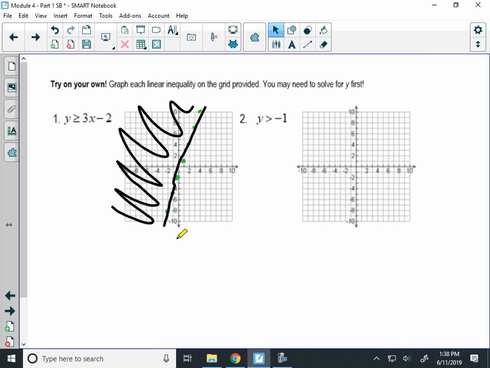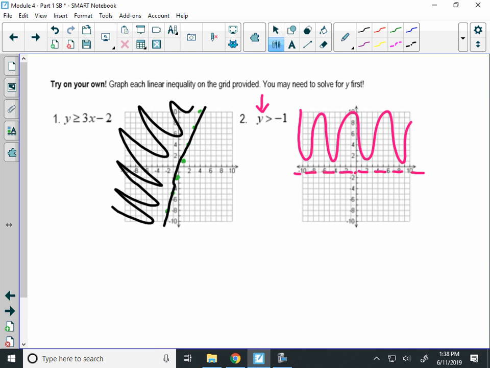Y is greater than -1. Well, y is the only letter, so it's a horizontal line starting at -1 across the y-axis. Greater than with no line underneath means I'm going to use a dotted line to graph. And then greater than -1 means I want to have all the numbers bigger than -1, which would be up above.